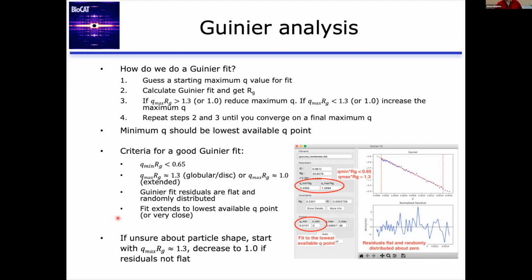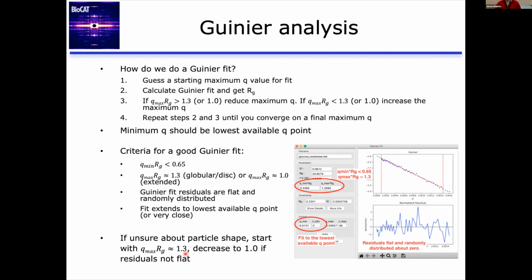One thing that's often puzzling for people is how do you pick whether you want to use 1.3 or 1.0 or something else, especially if you don't know initially what the shape of your macromolecule is. The answer is you should start with 1.3. Then if you see non-flat residuals, reduce that maximum Q until you get to 1.0. If that's leveled out your residuals, then you have a good Guinier fit, and that's telling you that you have a shape such that 1.3 is not an appropriate endpoint. It's actually giving you some information about that overall shape. If you still have some weirdness in your residuals, then you probably have a problem with your data.